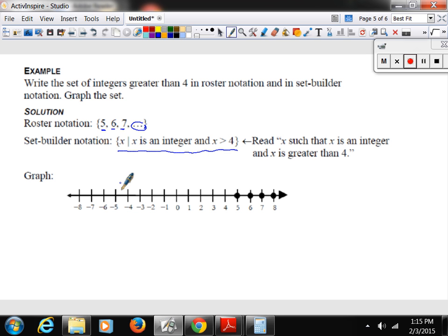Here it is right here. It says X, and this line right here is like the word such that. X such that X is an integer, and X is greater than 4. Now if you look at the graph, you've got 5, 6, 7. They made a dot at 5, 6, 7, 8, and it would keep going because they had the 3 dots. And you can see that these numbers are being described right below it. This describes this set. All numbers greater than 4.